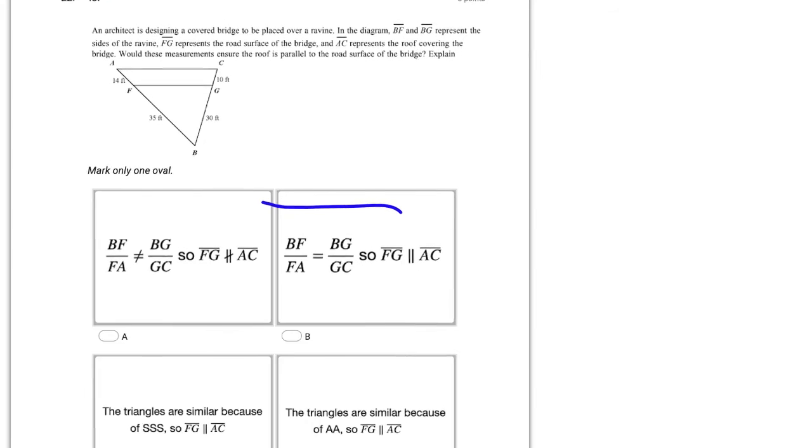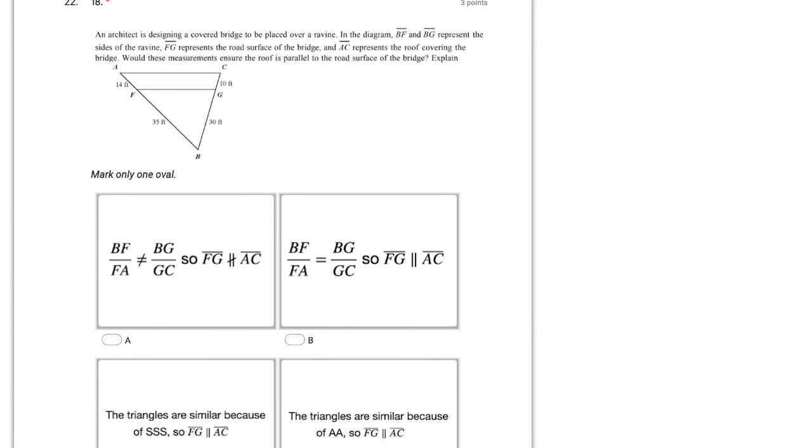Number 16, we've got an architect here. He's building this bridge. So let me illustrate the place where a ravine, the size of the ravine, the road surface. So here's our road surface. And AC then is like the roof that's going over it. And then your ravine is this part right here. This is like the edge of the ravine, and the cars are going across the road right there. Okay.